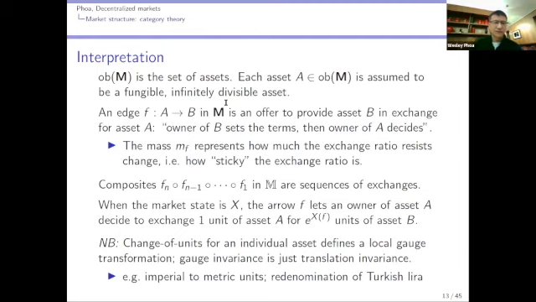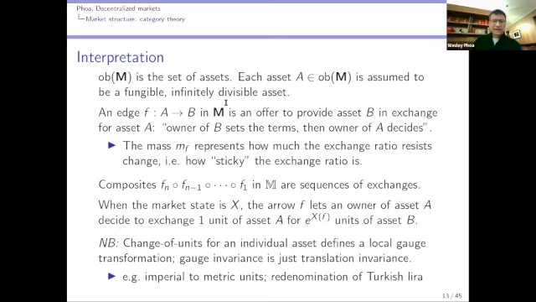So what's the interpretation here, just in a bit more detail? The objects of this directed multigraph M are a set of assets. And we assume that all the assets are fungible and infinitely divisible assets. So this is not like a model of OpenSea or something. So an edge corresponds to an offer to provide asset B in exchange for asset A. So B posts an offer, then the owner of asset A decides whether to lift the offer. And the mass of an edge represents how much the exchange ratio between A and B resists change, how sticky that exchange ratio is. And composites are just sequences of exchanges.